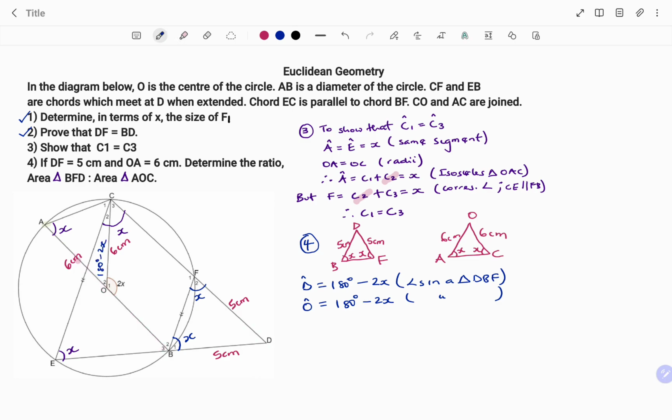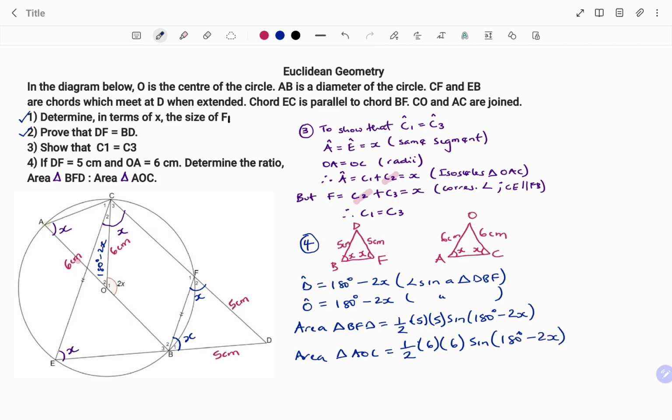So the area of triangle BFD, because it's not a right angle triangle, we're going to use half ab sine theta, and that's half multiplying the two sides, that's 5 and 5. So we have 5, I'm going to put that in a bracket, sine of the angle at D, and that's 180 degrees minus 2x. We'll do the same for the area of triangle AOC. That will be half ab sine theta also, so that's half times 6 times 6 sine of the angle at O, that's 180 degrees minus 2x.